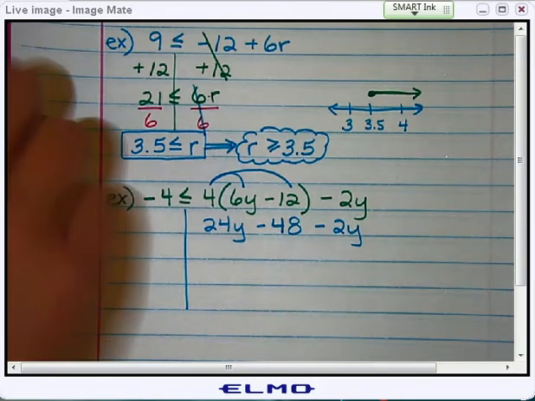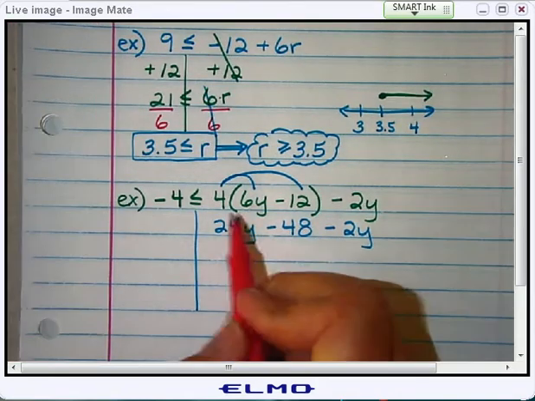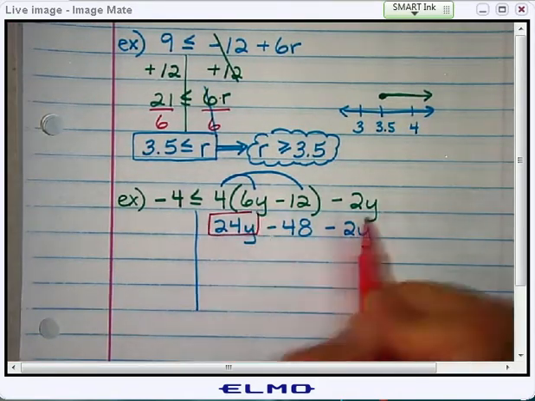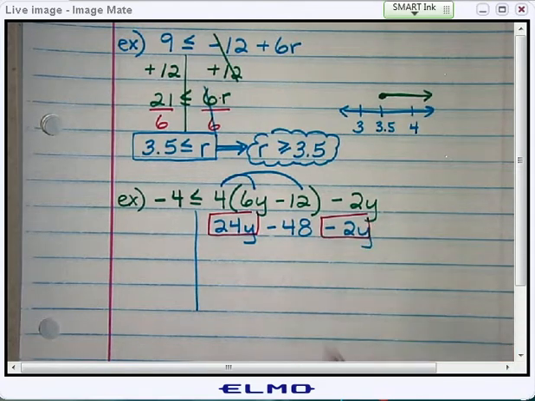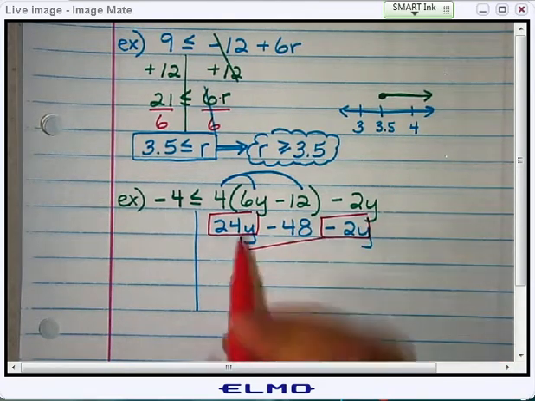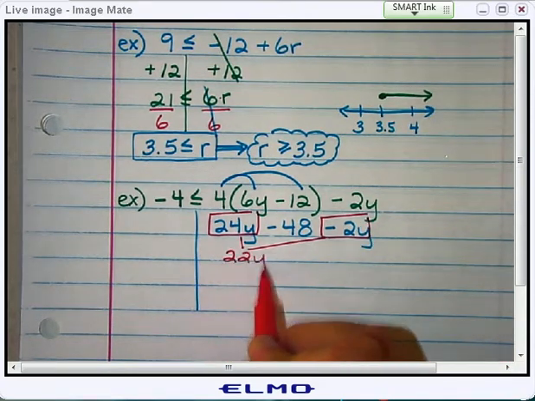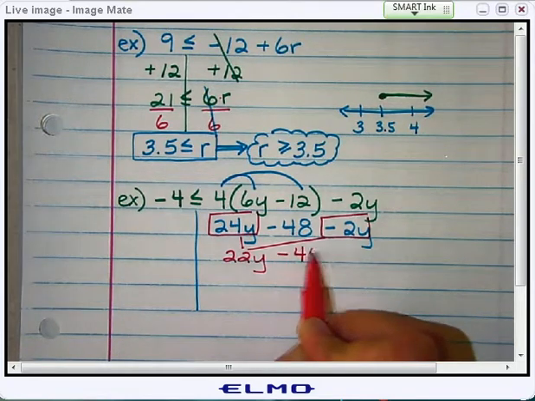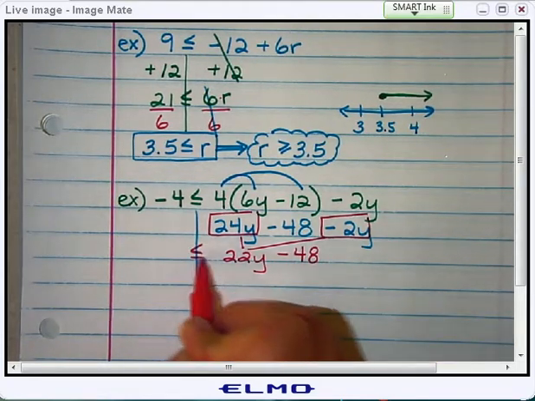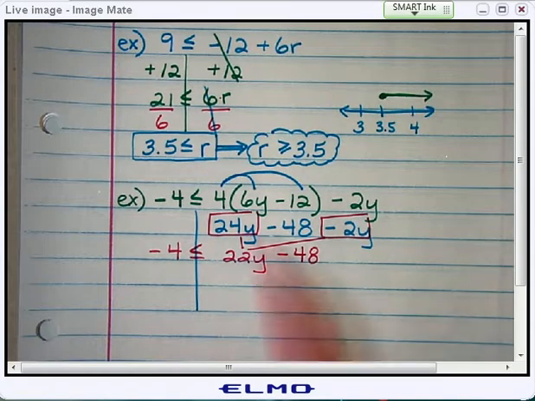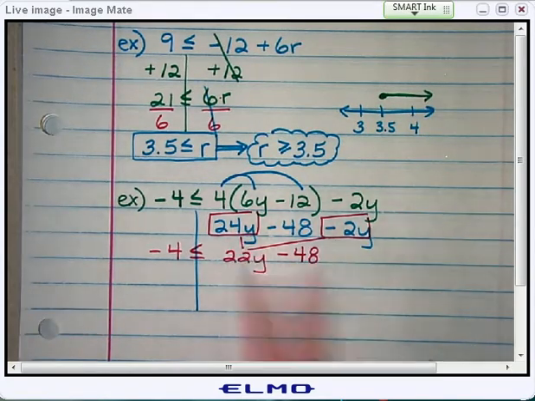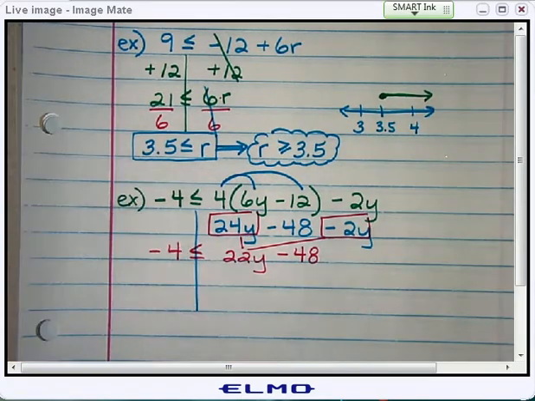All right, now I've got a couple like terms. I've got 24y here and then minus 2y there. I can put those two things together to get 22y. I still have the minus 48. Okay, I'm going to drop everything down because I think I've done all of the things I can do over here. Now it's time to start working on both sides.